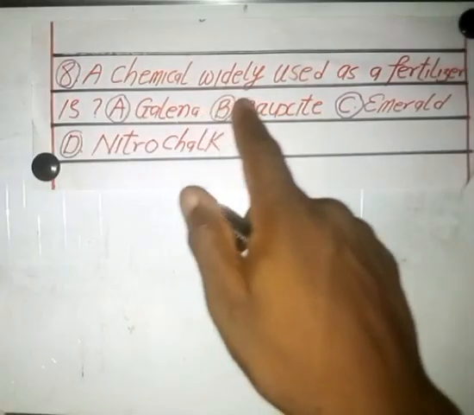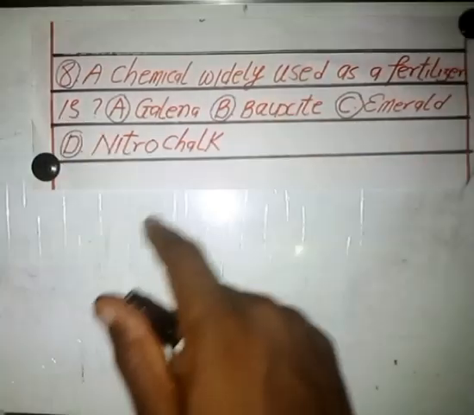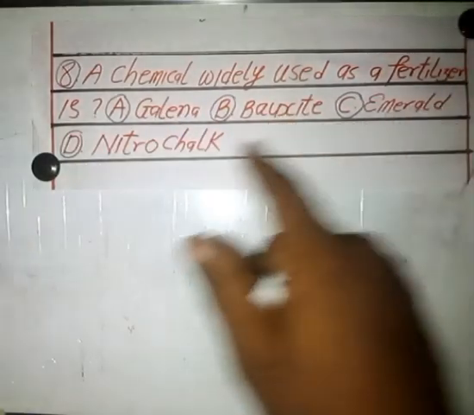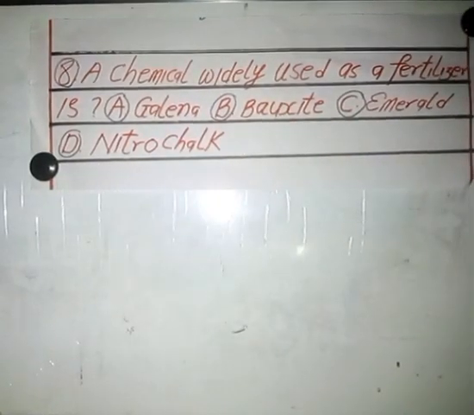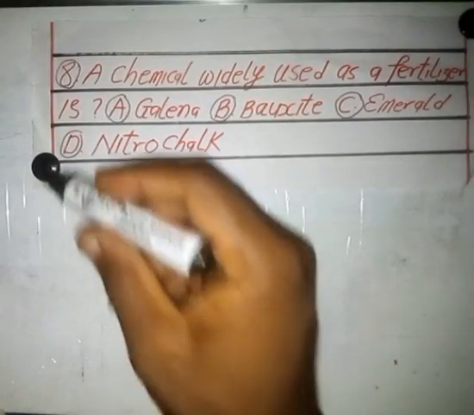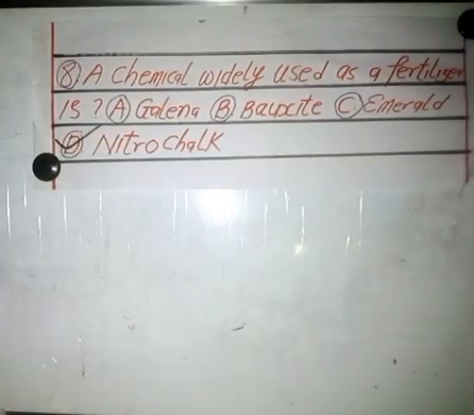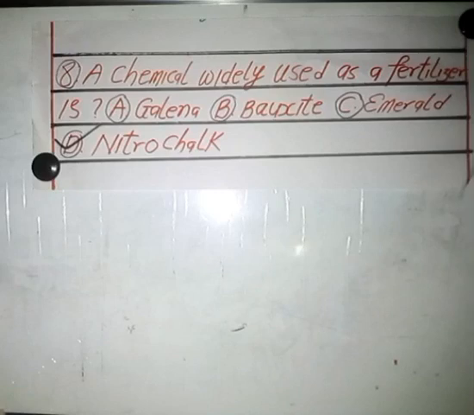8. A chemical widely used as a fertilizer is, you have galena, bauxite, emerald, and nitro chalk. So your answer is nitro chalk. It's also used as a fertilizer. In fact, it's calcium ammonium nitrate. That is nitro chalk. It's used as fertilizer. So your answer is D.